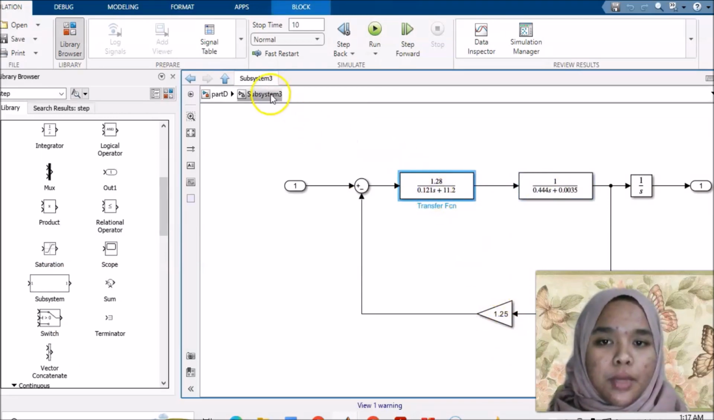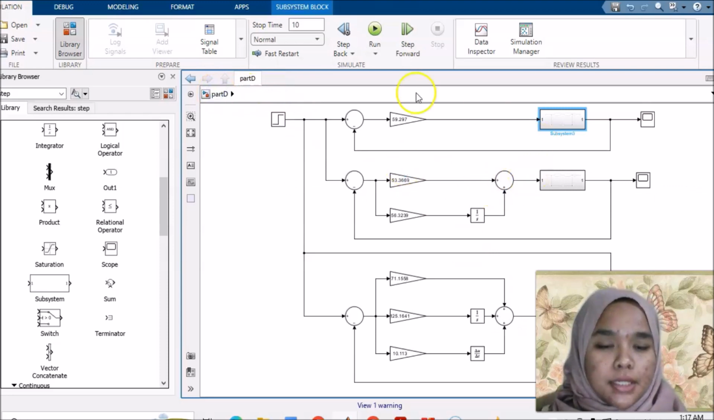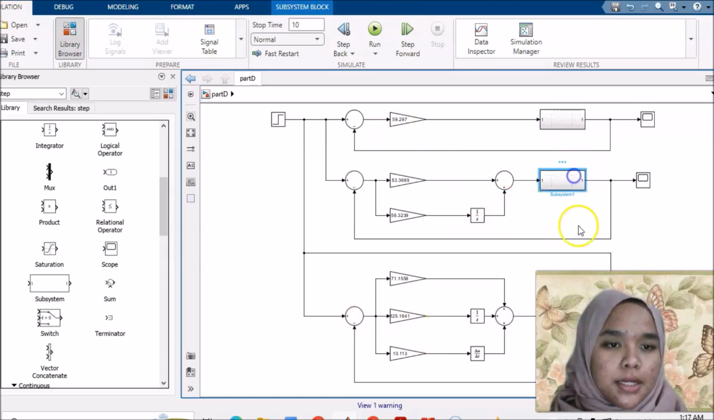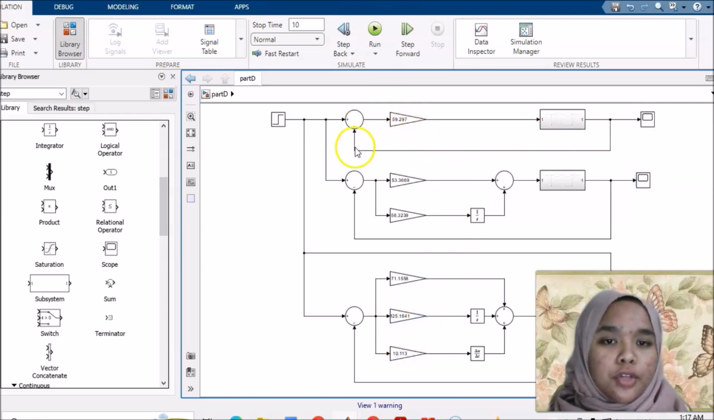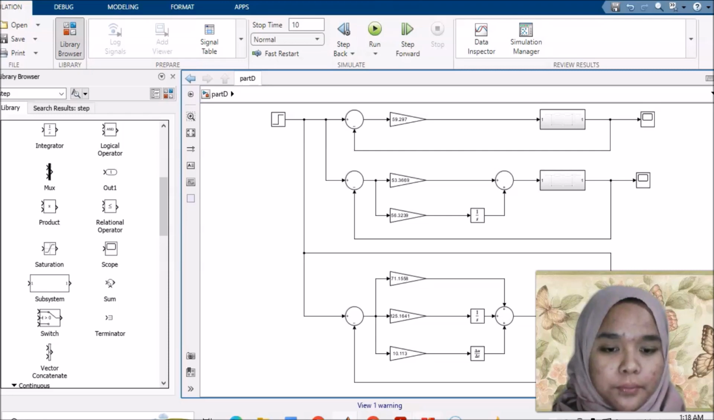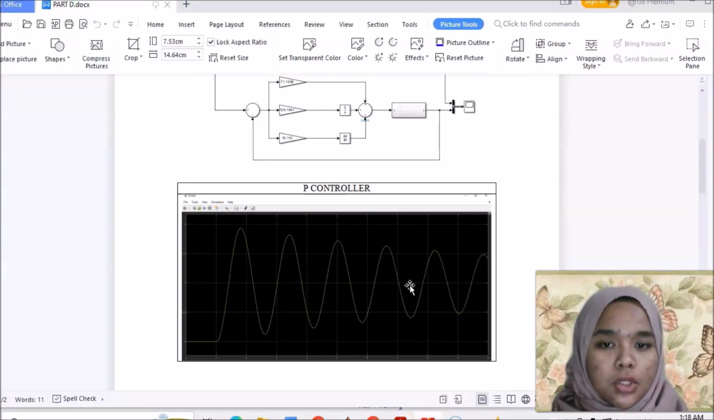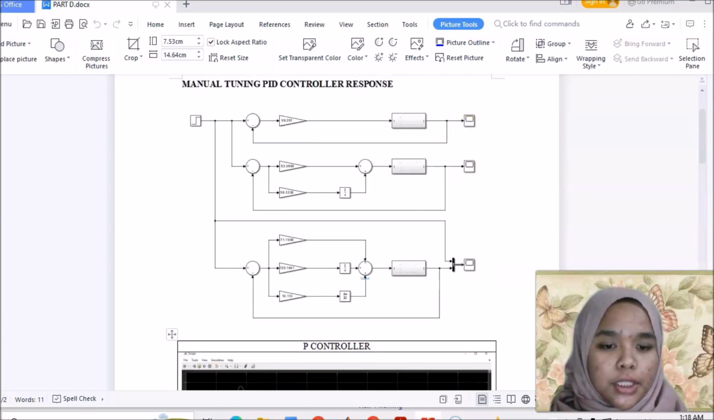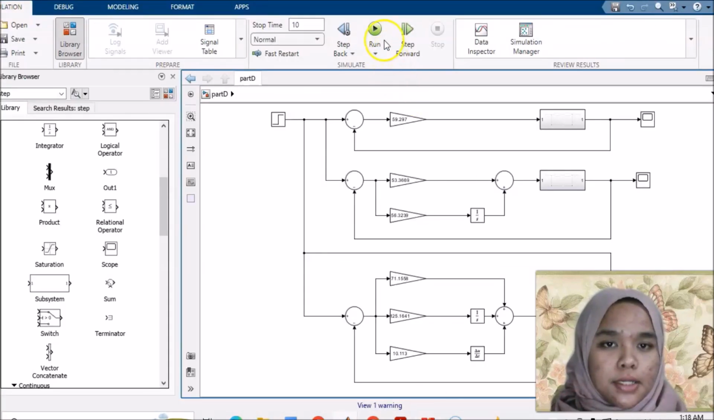Now that we have covered the subsystem, this is the overall block diagram that we will use. Here we can see that there are 3 scopes. These 3 scopes will be used to display the output of the proportional controller, PI controller, and also PID controller. So for the first one, this is what we get from running the simulation. So I will press run simulation.